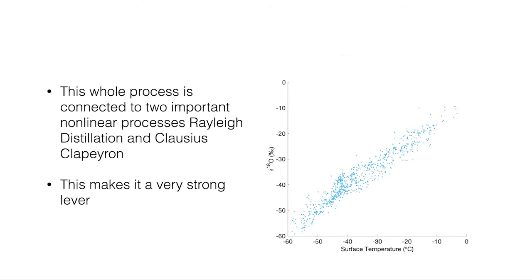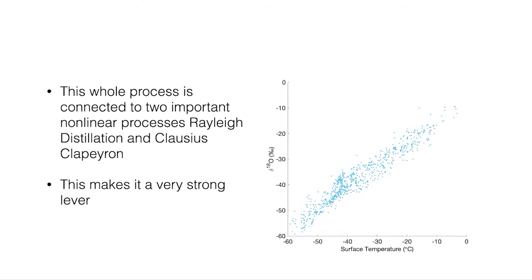And it's linked to two fundamentally nonlinear processes. One is Rayleigh distillation, this progressive loss of heavy isotopes. The other is the Clausius-Clapeyron relationship. Because of that, it makes a very strong lever on the delta 18O or delta deuterium of water falling out as precipitation.